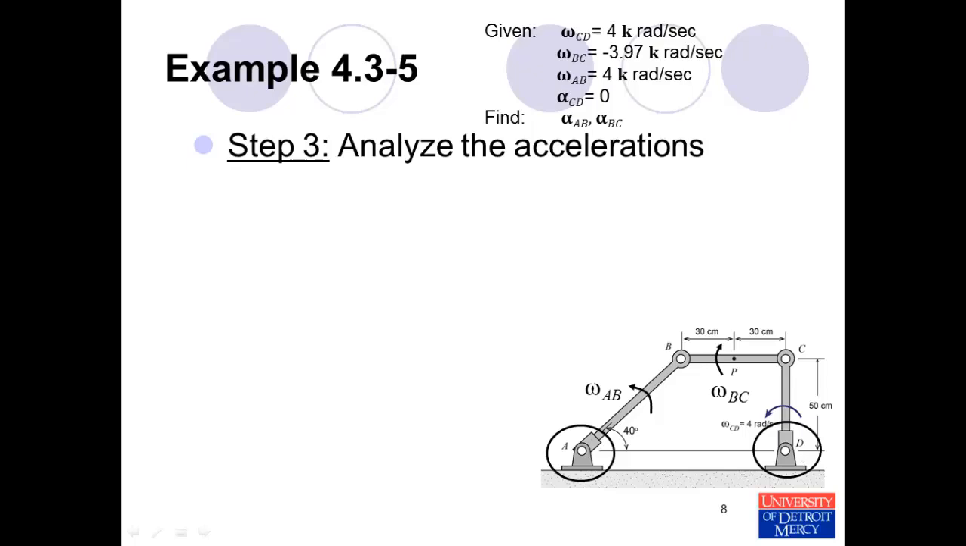We assume directions for the angular accelerations. In this case, we're told that the angular acceleration of bar CD is 0. It's a little more challenging to guess or determine the directions of the angular accelerations of these other bars. So I'm just going to arbitrarily assume that they're in the same direction as the velocities. And ultimately, when we solve for them, if they come out to be negative, then we know that they're opposite the direction we drew them. Okay.